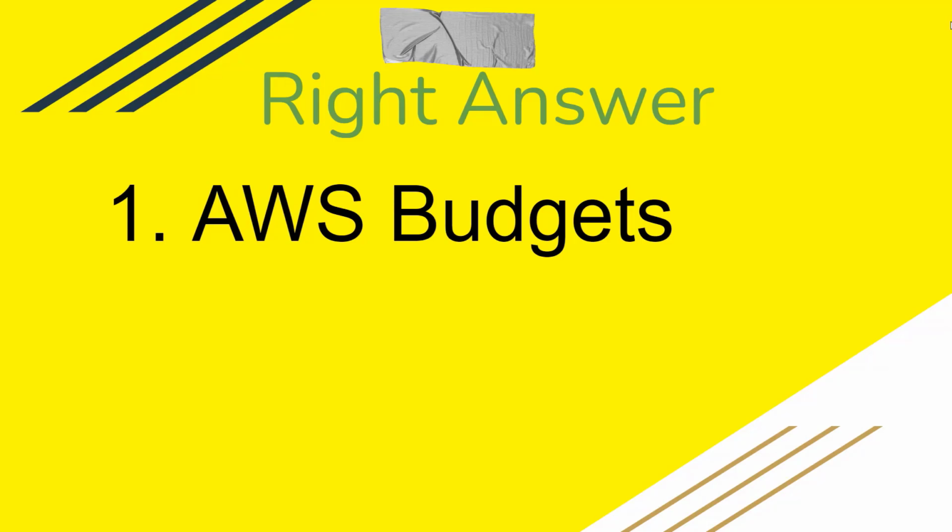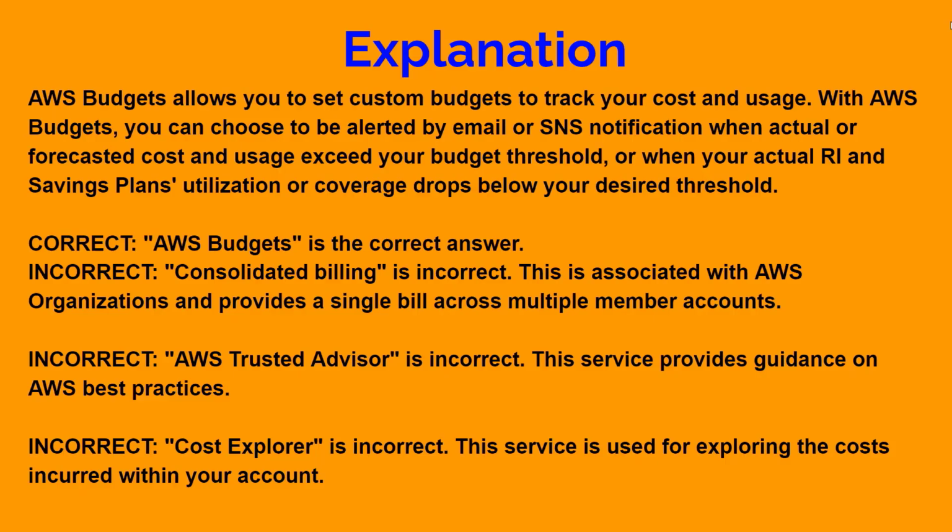AWS Budgets. Explanation. AWS Budgets allows you to set custom budgets to track your cost and usage. With AWS Budgets, you can choose to be alerted by email or SMS notification when actual or forecasted cost and usage exceed your budget threshold, or when your actual and savings plans utilization or coverage drops below your desired threshold. Correct. AWS Budgets is the correct answer.